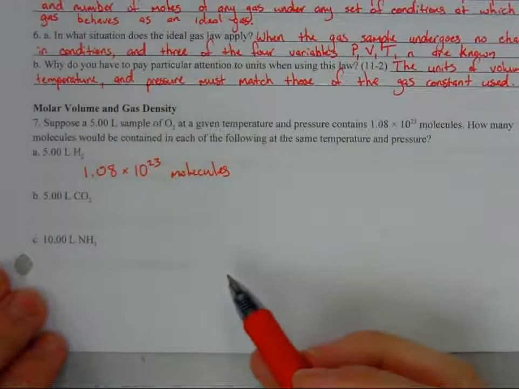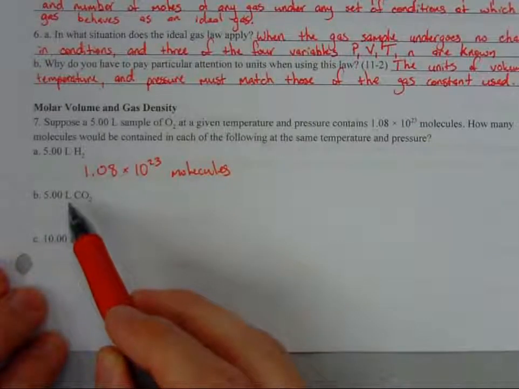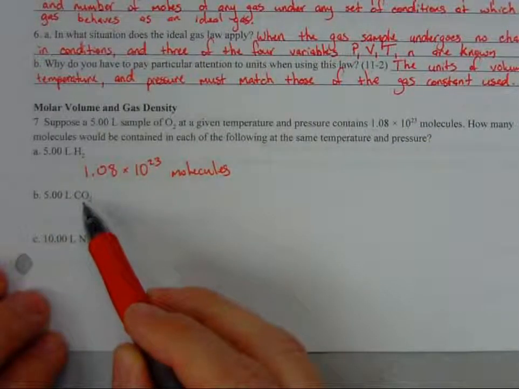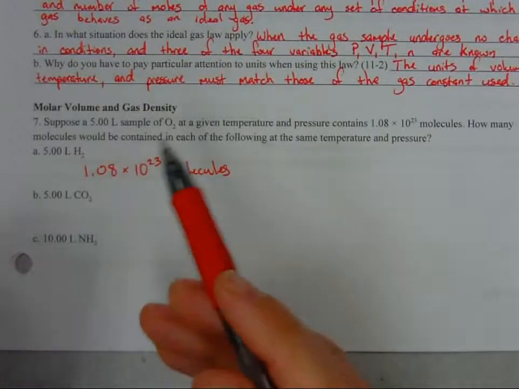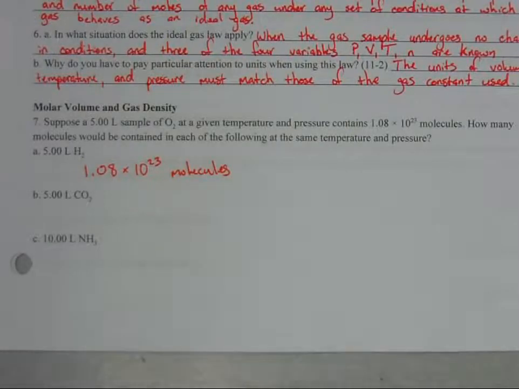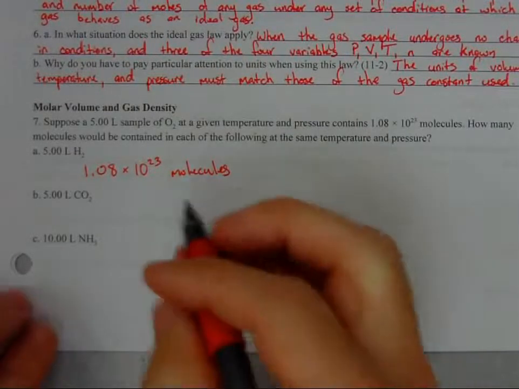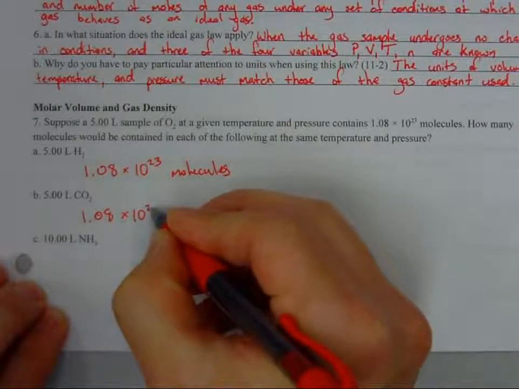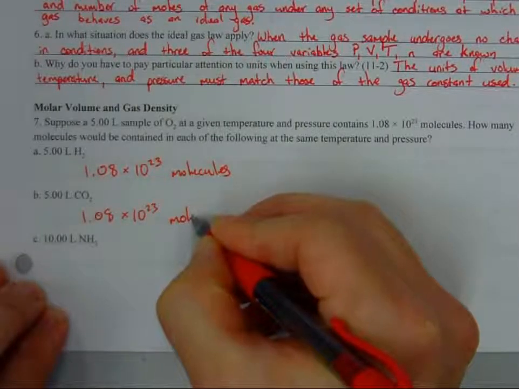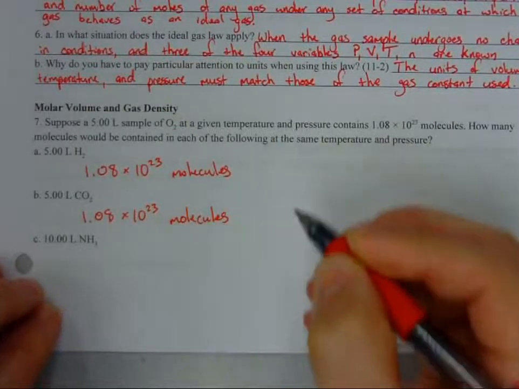Well, B is the exact same thing. 5 liters. It's a different gas, that's true. But that doesn't factor into this idea. The gases can be wildly different. The molar masses of the actual gases themselves can be hugely different, significantly different, radically different. But that doesn't matter. It just matters, do we have the same temperature and pressure, and are the volumes equal? And here, all 3 of those conditions have been met. So it's the same number of molecules.